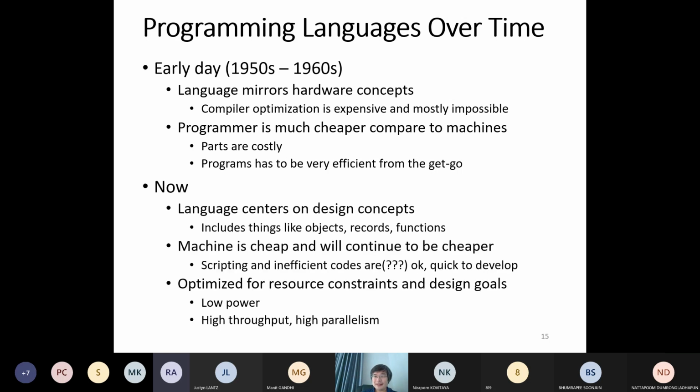Now, if you look at the language, it's now actually at the center of the design concepts, right? You can have things like objects, records, functions. We'll talk about records in this class as well, but you have functions. It actually reflects more like a math component, right? What you want out of the program. Why is that the case? Because machines are cheap, and they will become cheaper and cheaper and cheaper, right? So why is it cheaper?